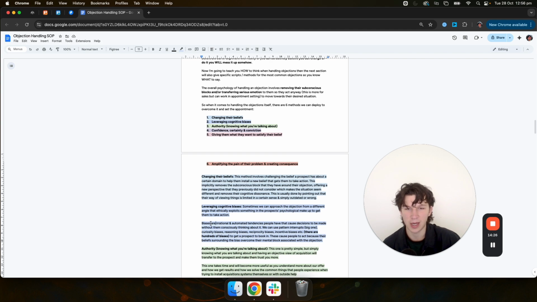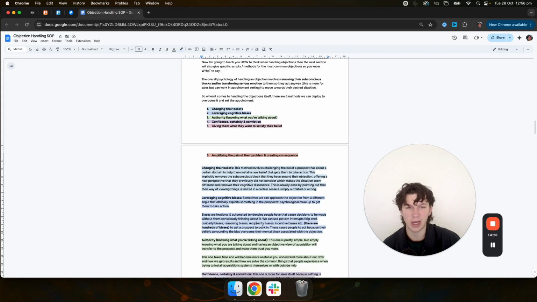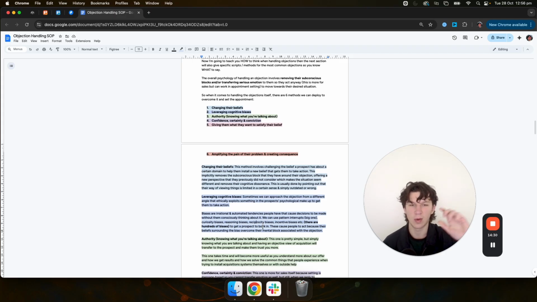So biases are irrational and automated tendencies people have that cause decisions to be made without them consciously thinking about it. We can use pattern interrupts, curiosity biases, reasoning biases, reciprocity biases, incentive biases. There are hundreds of them, essentially, to get a prospect to book in. These cause people to act because their beliefs surrounding the bias overcome the mental block associated with their objection.